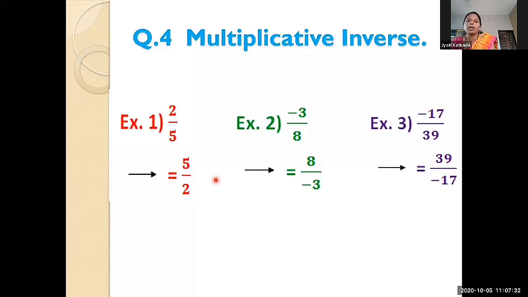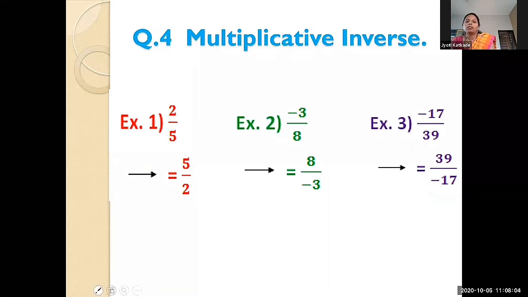Then example number two, -3/8. The multiplicative inverse of -3/8 is 8/-3. Then third example, -17/39. Take only the reciprocal of it, which means take the numerator value to the denominator. We get 39/-17.